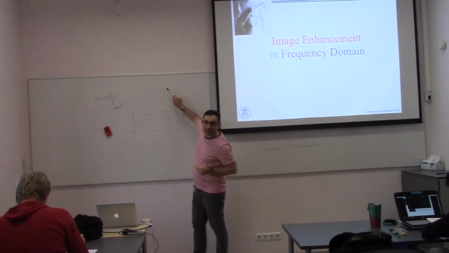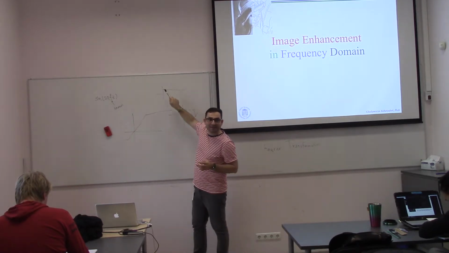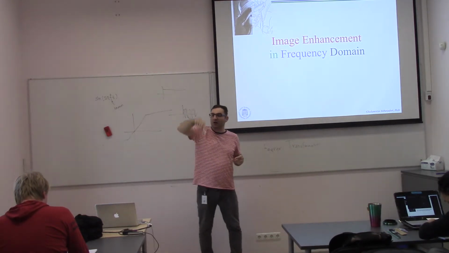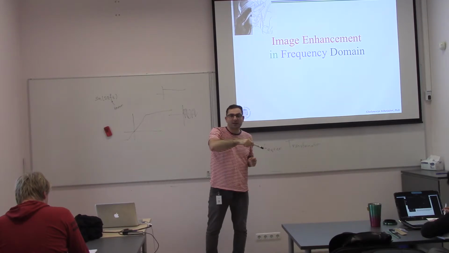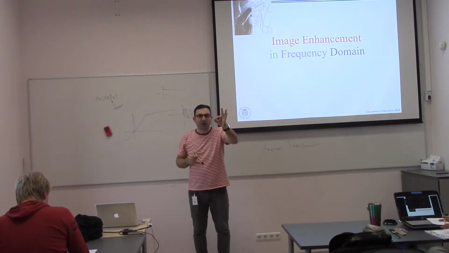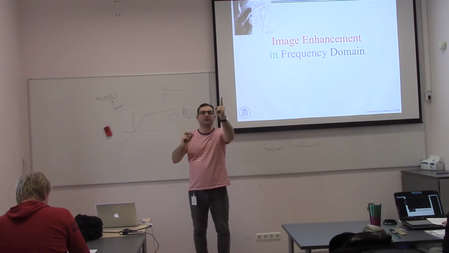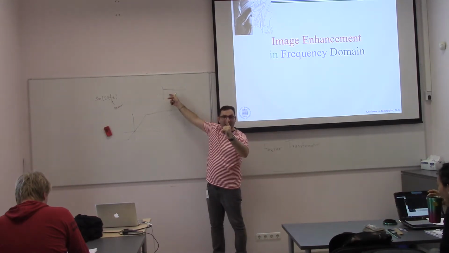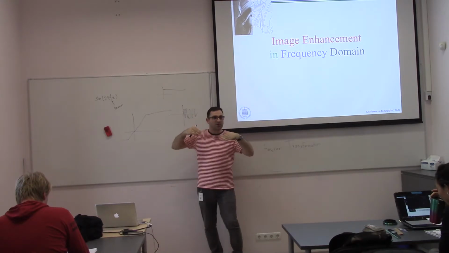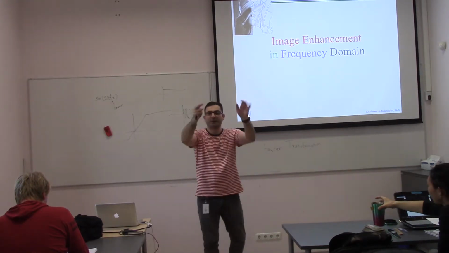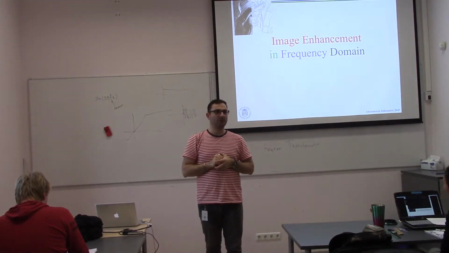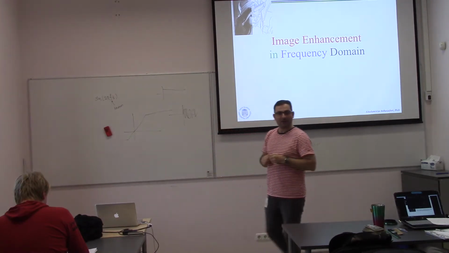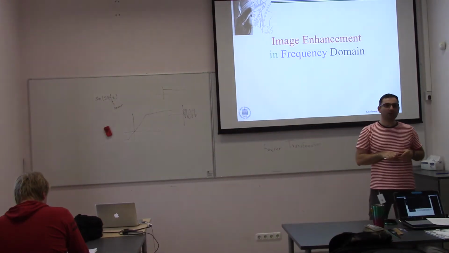If I can represent any function or any signal as the addition of lots of sines and cosines, it means that every sine or cosine corresponds to one frequency. So any function or signal that you give me, using the Fourier transform, I can tell you what frequencies I have in there. Did you get it?